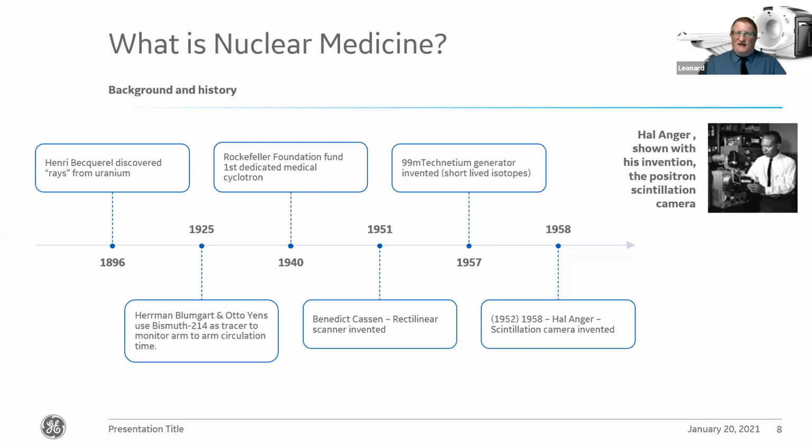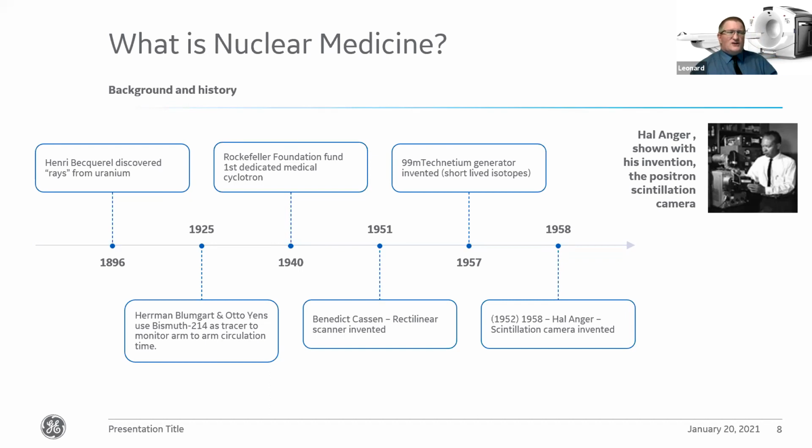That was when Cassen invented the rectilinear scanner. The rectilinear scanner allowed us to monitor where radiation was within the body and then produce an image, either by recording numbers or by putting down different grayscales, to monitor what was happening. Shortly after that, Hal Anger developed the scintillation camera that is still being utilized today in the analog systems. That wasn't officially registered and patented until 1958, but he was doing work on it in 1952 with some of the early research, just to make that clear.